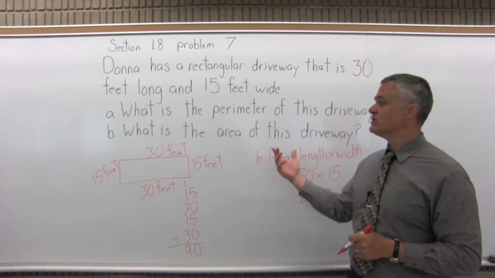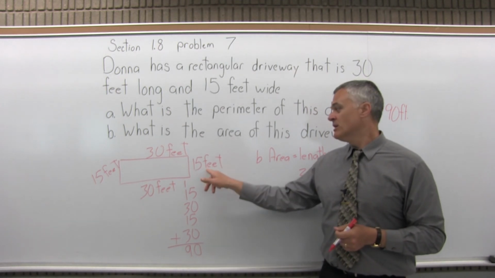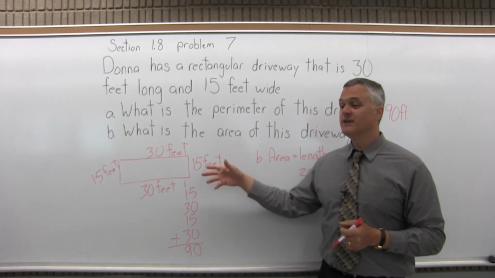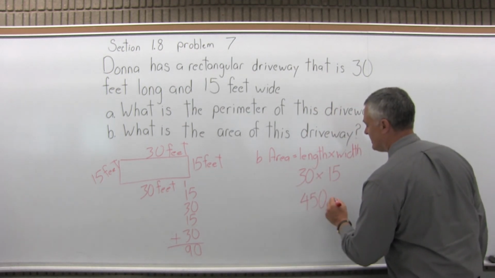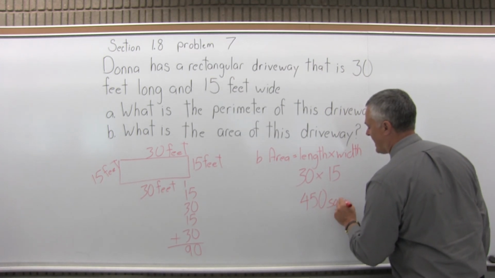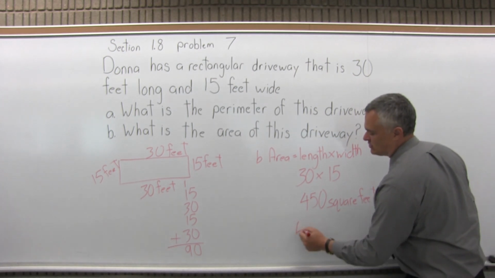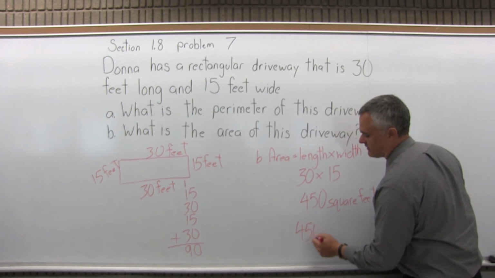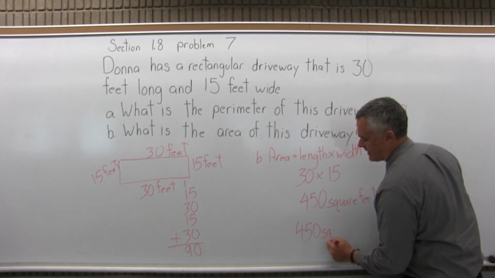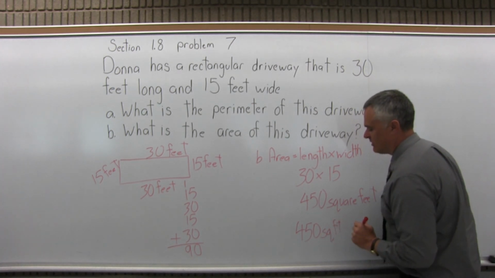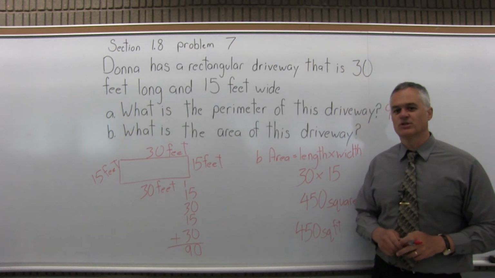So area is given in square units of measure. The units of measure in this example are feet. So it's 450 square feet. That's the area of the driveway. So you can write out square feet, or you can just use an abbreviation, 450 SQFT is a pretty traditional abbreviation for square feet.